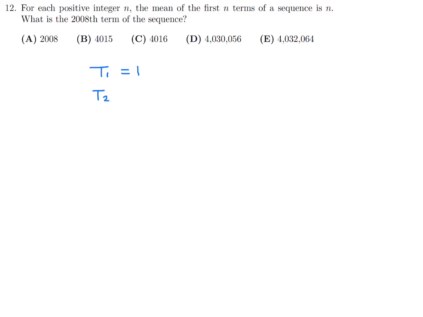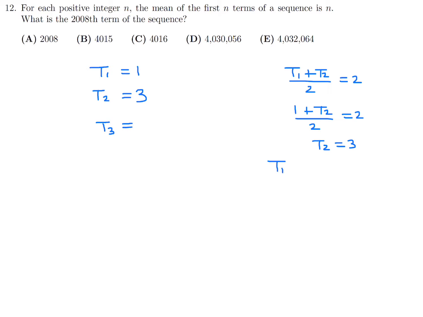t2, we can figure out by understanding that if you have the first two terms, the mean is 2. So t1 plus t2, the mean will be equal to 2. Two terms, the mean is 2. Well, t1 we just figured out, so solving for t2, this gives me 4 minus 1, so t2 will be 3. All right? So this is how we will proceed.